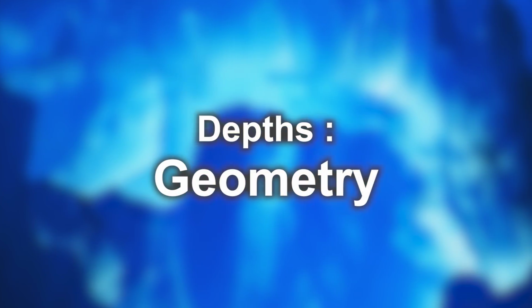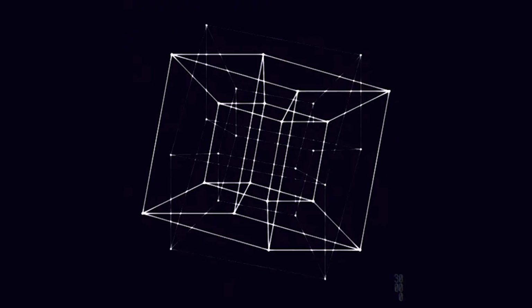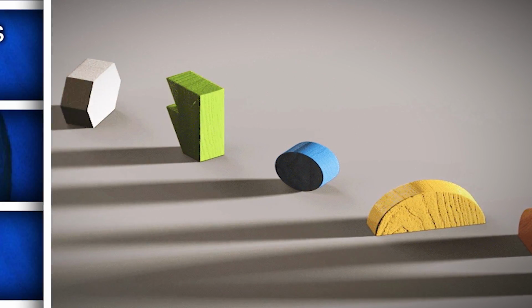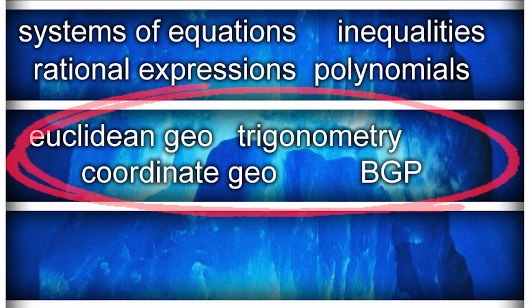We're now moving on to level 4 of the iceberg. Geometry helps us design structures, navigate space, and understand the shapes and patterns that shape our physical environment. There are 4 concepts at this level, which are Euclidean geometry, trigonometry, coordinate geometry, and basic geometric proofs.